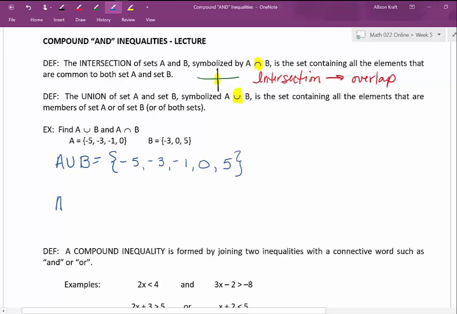The intersection between sets A and B, that's the overlap. What numbers are in both sets? Is -5 in both sets? No. Is -3 in both sets? Yes, it is, so it belongs in the intersection. Is -1 in both sets? No. Is 0 in both sets? Yes, it is. The intersection of sets A and B is the set -3 and 0.